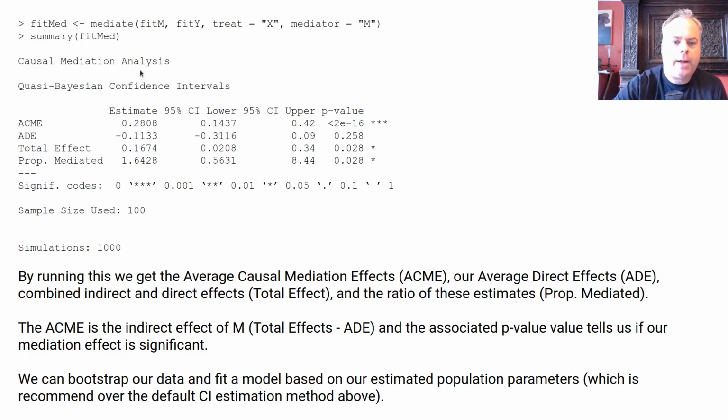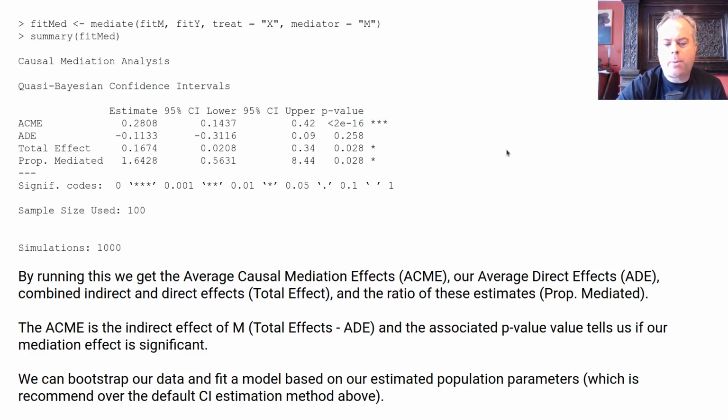We get the estimate for that there. We get the average direct effects, and then we have the combined indirect and direct effects, and then the ratio of the estimates here. So the average causal mediation effect is the indirect effect of m, and the associated p-value tells us if our mediation effect, or if our mediator is significant.